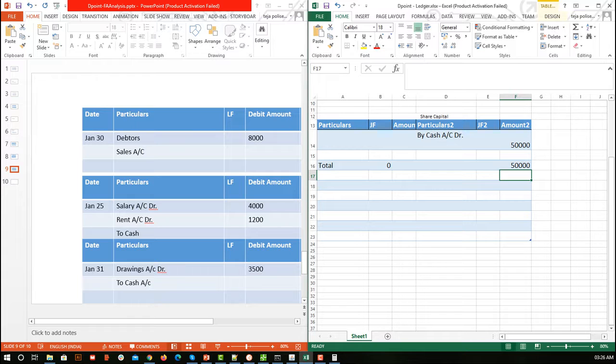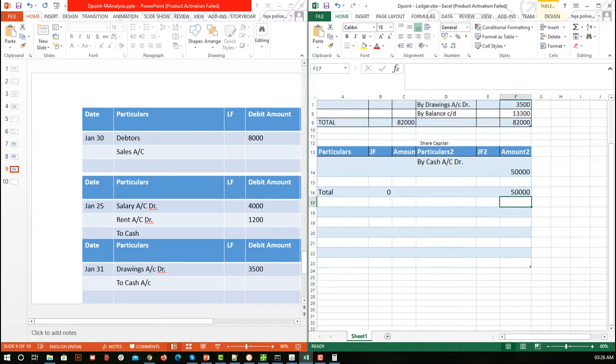So unlike the previous transaction where we were short on the right hand side, where we did by balance carried down, here we are short on the left hand side. So what we will do is write to capital. To which account? Here we are short for the capital account, right? So we are going to write to capital account. What amount? It is 50,000. So our overall intention is to balance the amount on the left hand side and right hand side. I hope this is clear. So similarly we are going to fill for the other transactions as well.